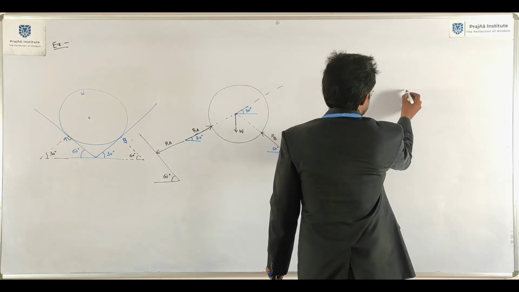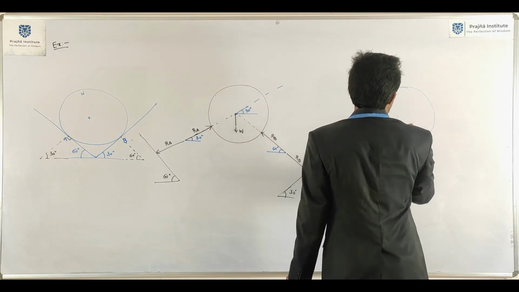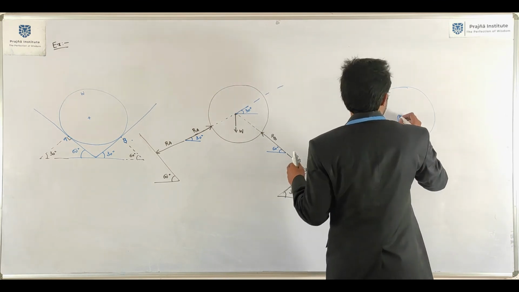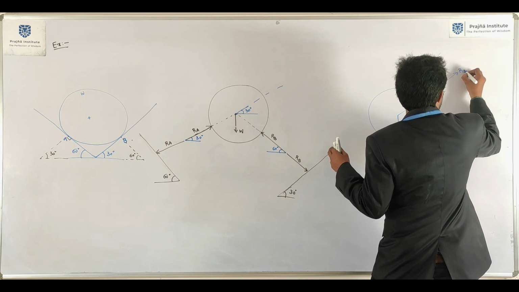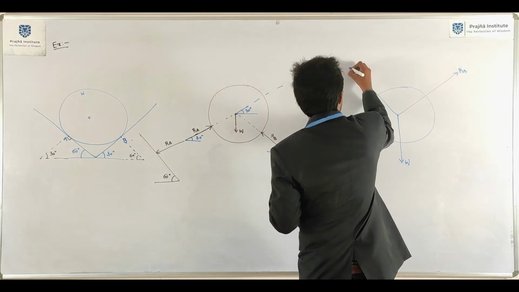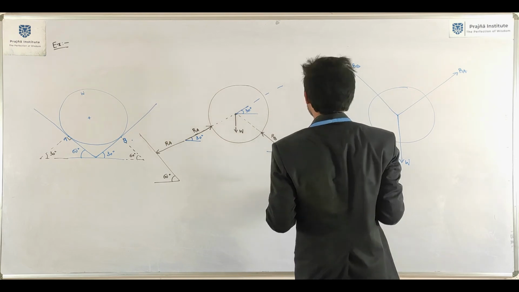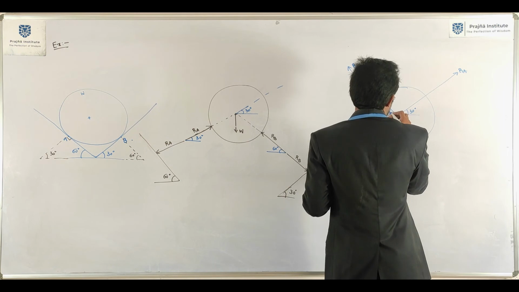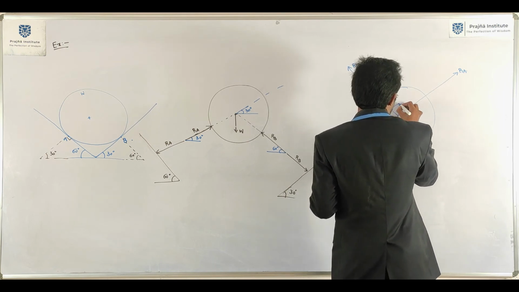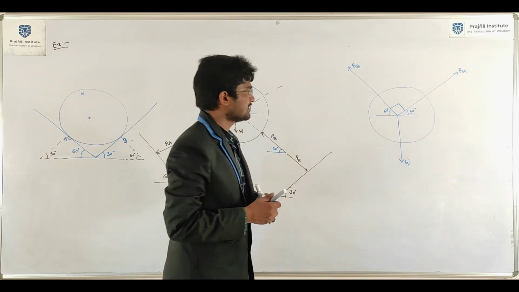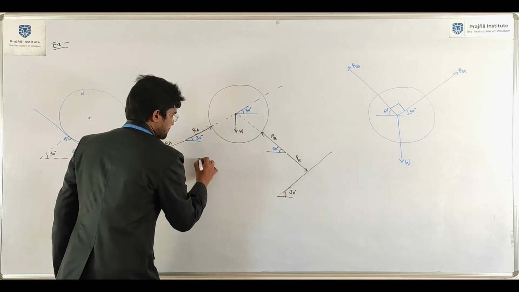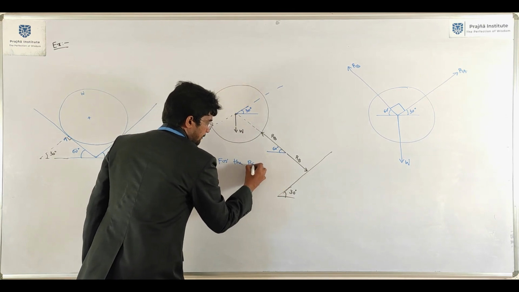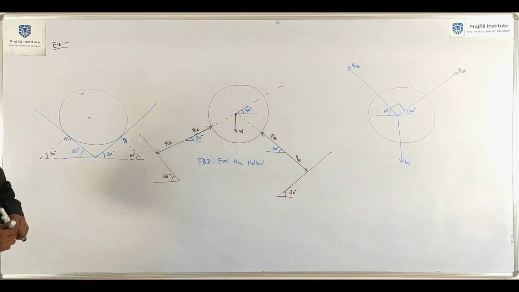Now, concurrent system of forces. Weight always acts vertically downward. This is RA and RB will be acting like this. RB will be acting like this. Take 30 degrees. It will be 60 degrees. Okay. So this is the thing. Free body diagram for the roller. That's it. Nothing great here.